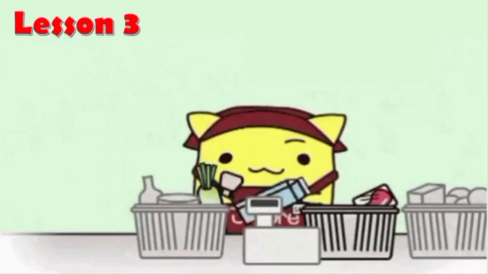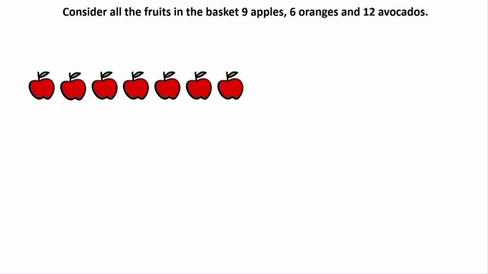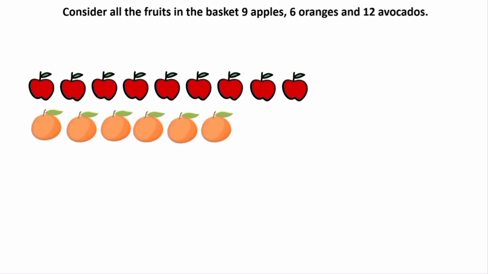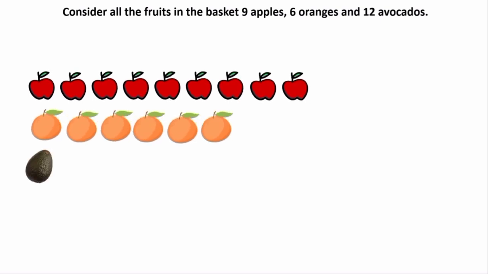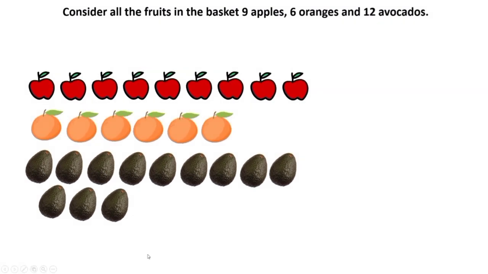Lesson number 3. Subtracting polynomials. Consider all the fruits in the basket. 9 apples, we have 1, 2, 3, 4, 5, 6, 7, 8, and 9. 6 oranges, we have 1, 2, 3, 4, 5, 6. 12 avocados, 1, 2, 3, 4, 5, 6, 7, 8, 9, 10, 11, and 12.